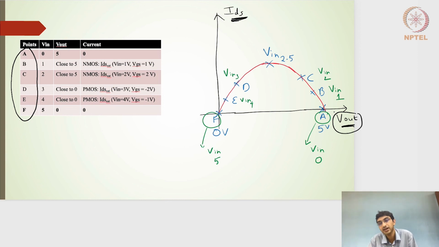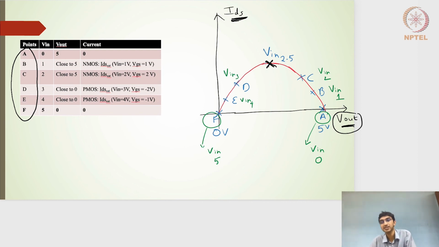I've taken out the NMOS current profile and PMOS current profile for different input voltages, and only picked those points: A point, B point, C point, D point, E point, and F point, and connected these points. There is one additional input here, where I've taken a point of input of 2.5 volts.